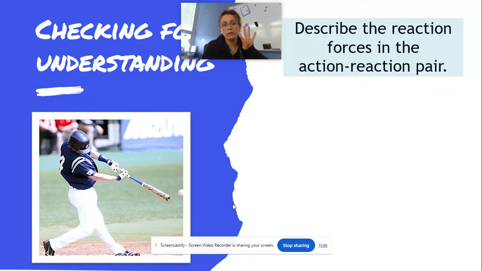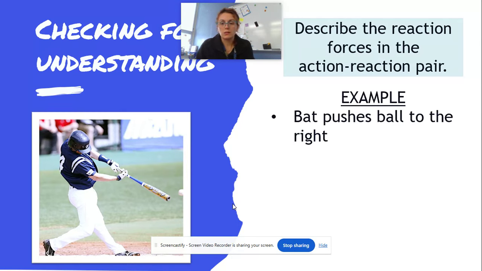But we need 4 things in order to describe our action-reaction pair. So when we talk about the action portion, we need 4 things. We need an object, we need to tell if it's pushing or pulling, we need the direction, and we have to mention the other object. So looking at the bat and the baseball, here is the example. The bat pushes the ball to the right. So the very second it makes contact, the bat is pushing the ball to the right.